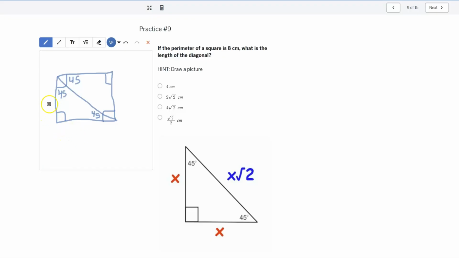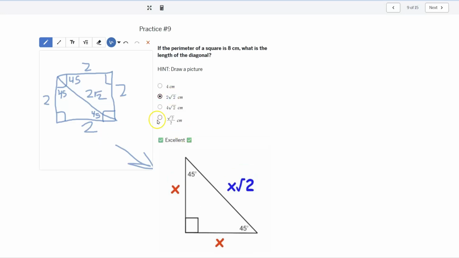So in this case, we know that if the perimeter was 8, then we'd have 2, 2, 2, and 2, right? 2, 4, 6, 8. So what is our diagonal going to be? Well, we know from looking down here, in the bottom right corner, 45, 45, 90 is 1 to 1 to the square root of 2. 2 to 2 is going to be 2 times the square root of 2. So we don't have to actually go through and solve it. We can leave it in the radical.